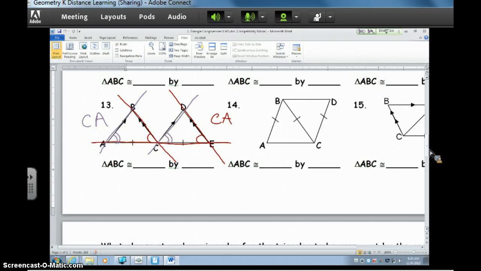Now that we've marked those, we've got angle, side, angle. Angle, side, angle. And triangle ABC is congruent to triangle CDE. Make sure you list it in whatever order the first one is listed in. Okay, so that's 7, 10, 12, and 13.